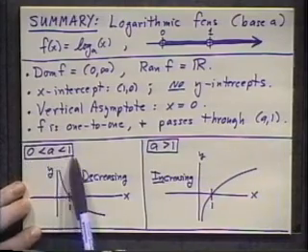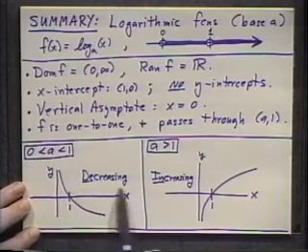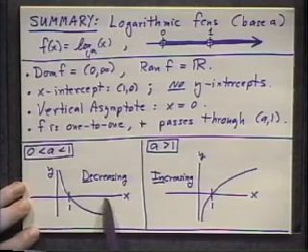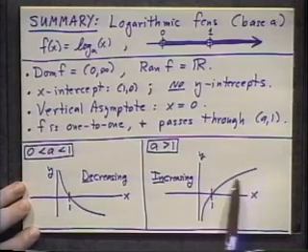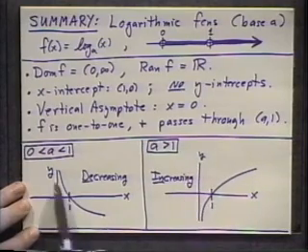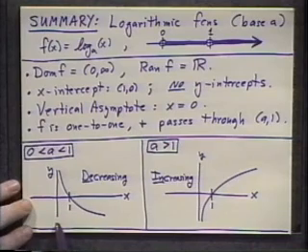For a between 0 and 1, the graph looks like this without all of the extraneous notes. It is a decreasing function. And if a is greater than 1, it's an increasing function. It looks like this. And both of these, you see, have the y-axis as a vertical asymptote.